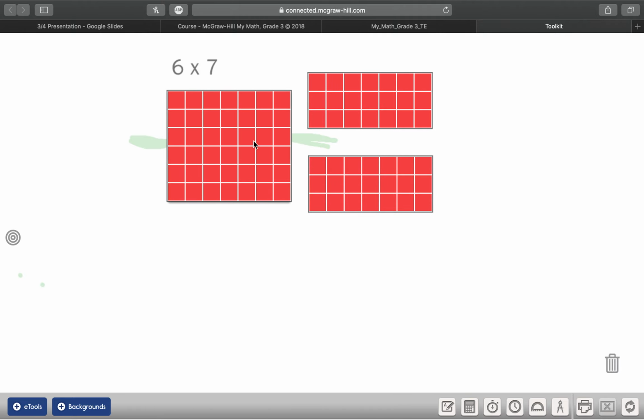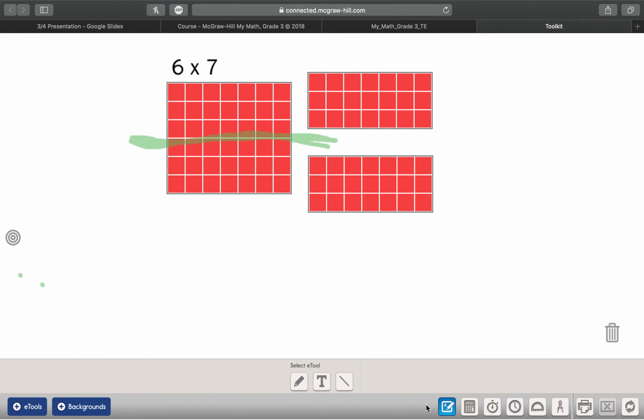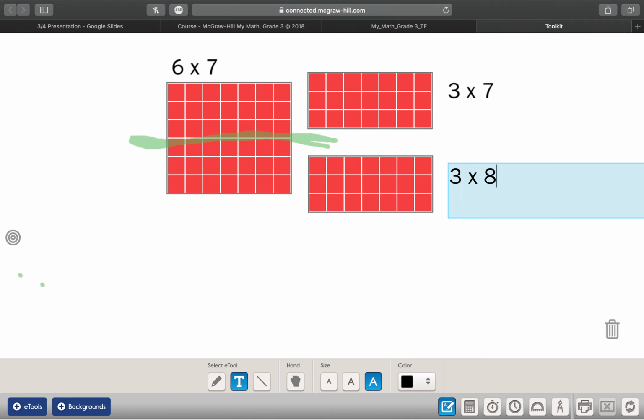So I started with 6 times 7. Then I broke it in half. Now I have 2 arrays. The arrays are, I'm going to type it for you, 3 rows of 7 columns. 3 rows of 7 columns is the same thing as saying 3 times 7. And down here, what about this one? 3 times 7. Exactly, it's the exact same thing.